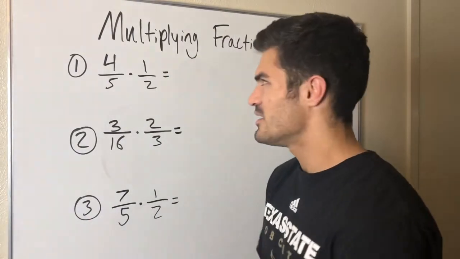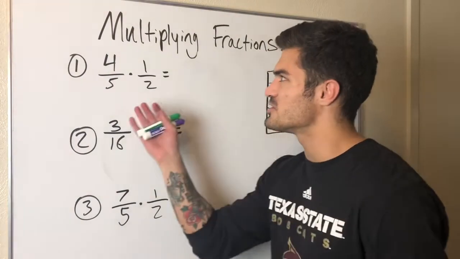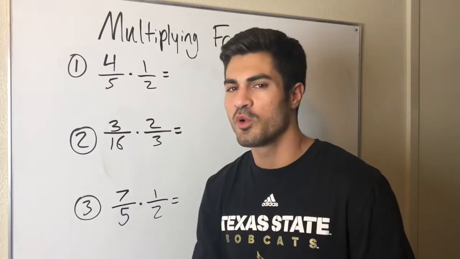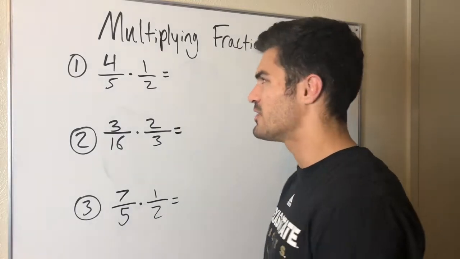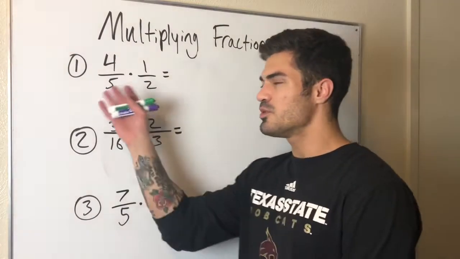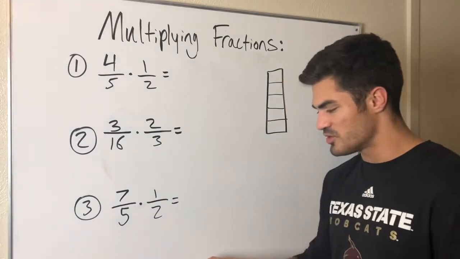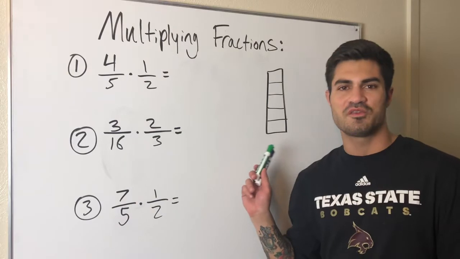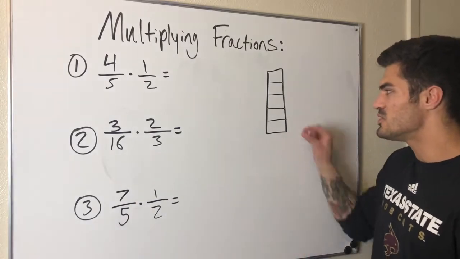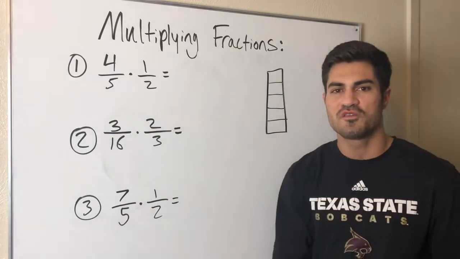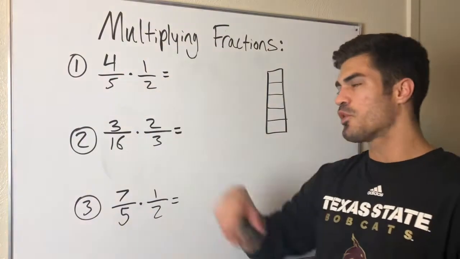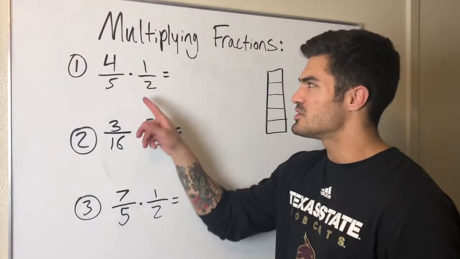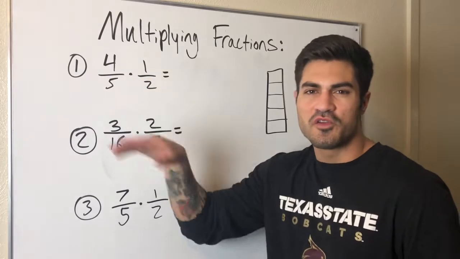And yeah, so multiplying fractions, our first example, 4 over 5 times 1 over 2, or 4/5 times 1/2, however you want to say it. Right, so what do we really have here? I drew a little picture so we can see what's going on. I divided it into 5 pieces, so each one of these little blocks is 1/5. So what do we have? We have 4/5. And when we multiply by 1/2, that means 1/2 of 4/5.